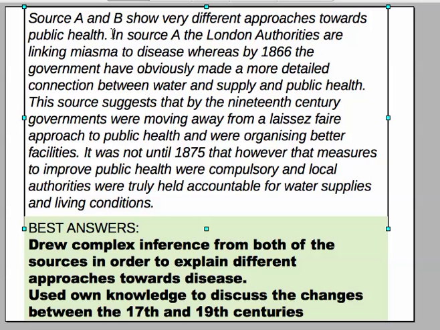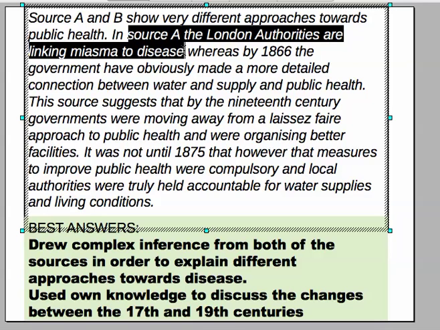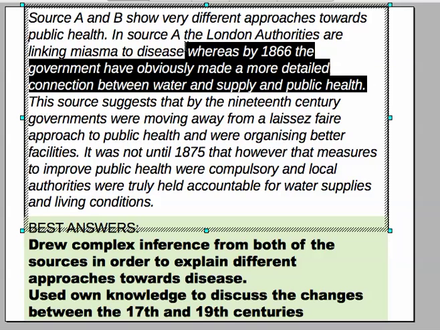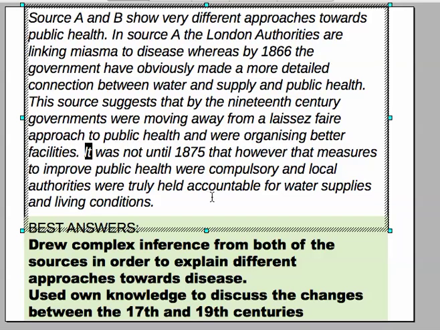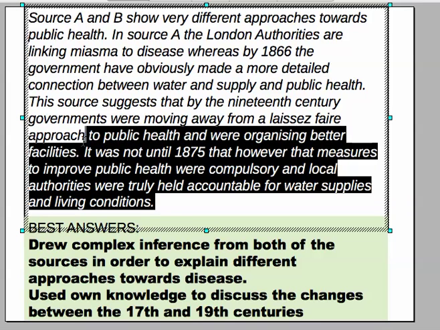So looking at this particular answer then, I would say the inference from source A is there, where I'm saying the London authorities are linking miasma to disease. And the inference from source B is really this section here: the detailed connection between the water supply and public health. There you go, two inferences made. I've then given just a little bit of extra knowledge down the bottom in this particular section down here. You've got to show that examiner that you've studied this course and you know something about it rather than just figuring out from the sources.